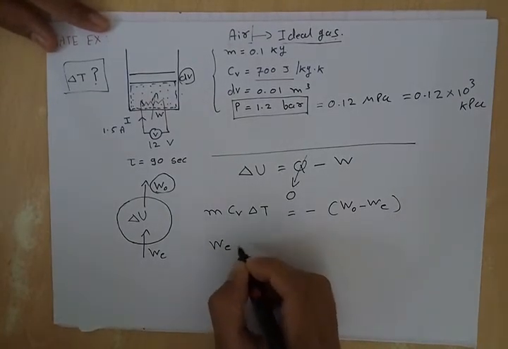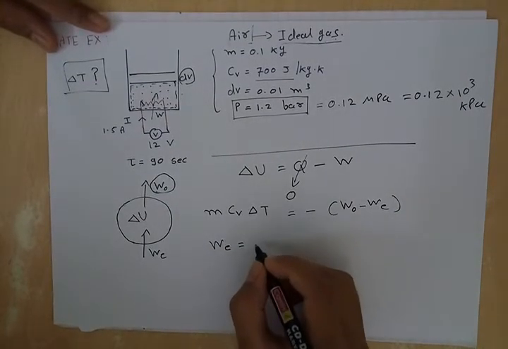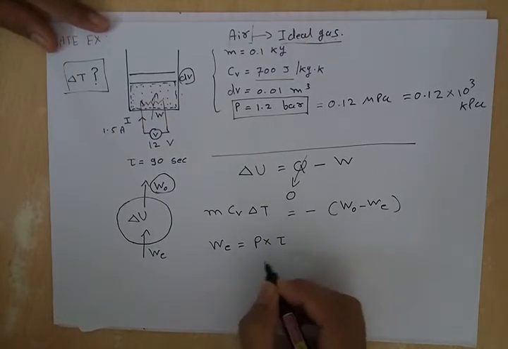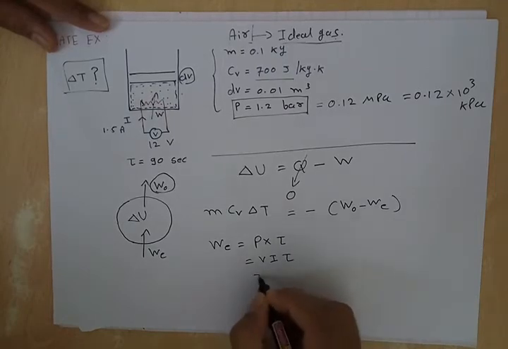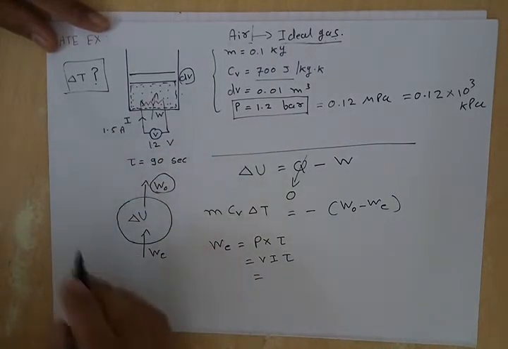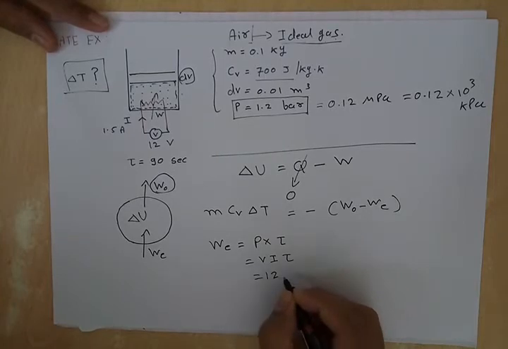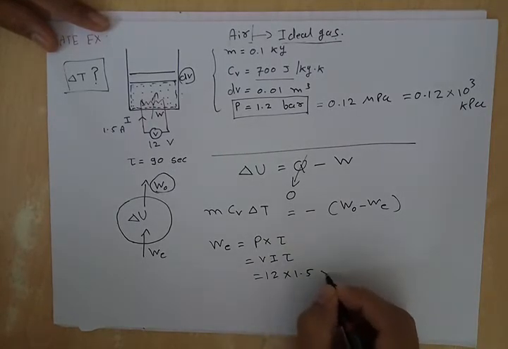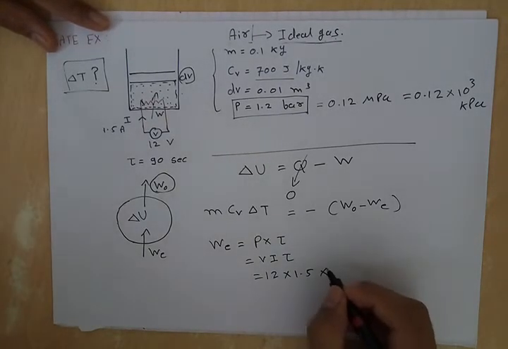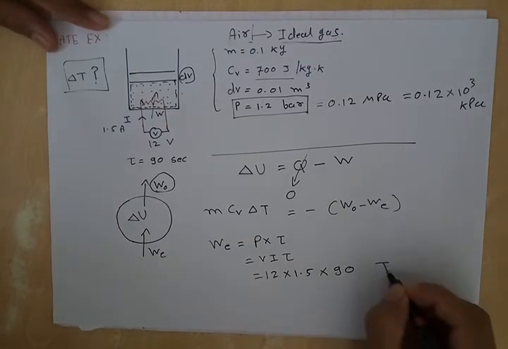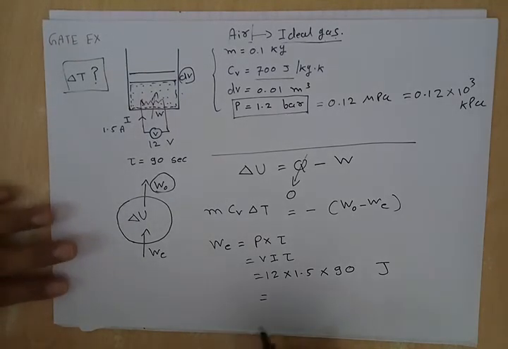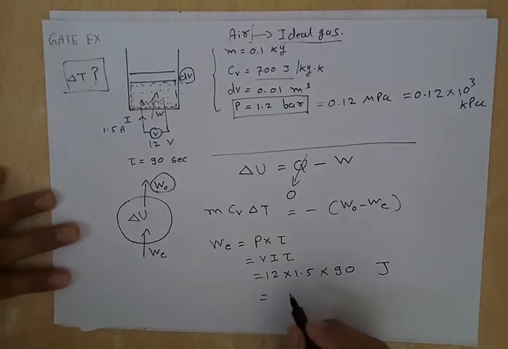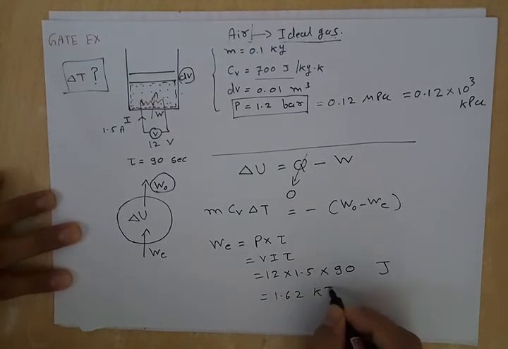So electric work is equal to power times time. Power is equal to voltage times ampere. So we have to multiply all these three values. Voltage is 12 volt, 1.5 ampere and 90 seconds, in joule. So if you multiply this, you will get 1.62 kilojoule.